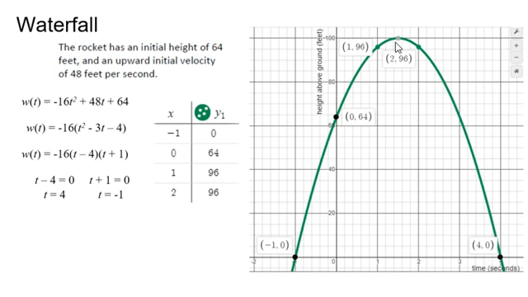I can find the exact value of this vertex because I know that the x value is halfway between these 2 values. And so I know that this is going to be at 1.5. And if I substitute 1.5 in for this t and I simplify, I'm going to get an output, or the function of t, which is 100.